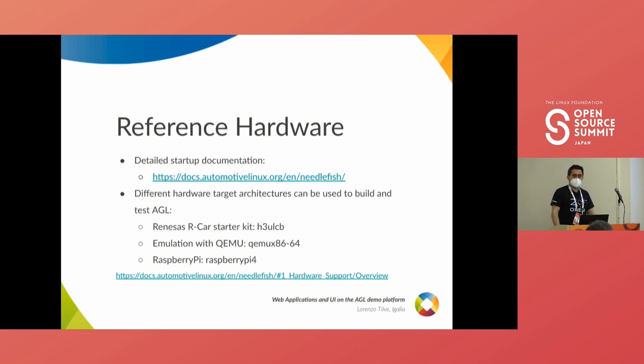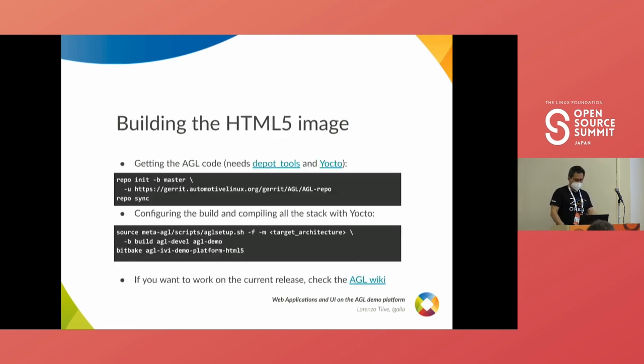Different hardware target architectures can be used, so people can build the platform entirely from scratch using Yocto for Renesas boards, for emulation with QEMU, or for Raspberry Pi. So there is additional documentation there on how to use those different build targets. And the way to use that is, okay, just using Depot tools and Yocto is as simple as checking out the Gerrit repository from Automotive Grade Linux. Download it, configure with the flags that are relevant for building specifically the AGL demo platform HTML5, which is the web only one that pops up the web layout, and basically build it with bitbake.